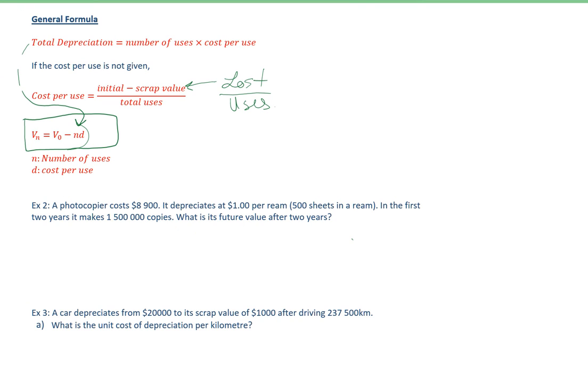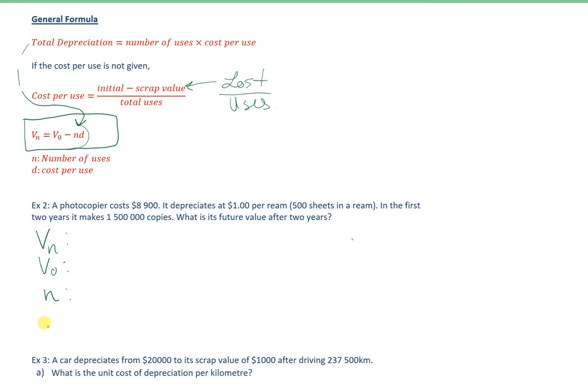So let's figure out what it's worth after 2 years. I like to, again, write out my symbols. So Vn, that's what I'm looking for. I'm looking for the future value, so I don't know that guy. The initial, that was the 8,900. Now, we just have to be a little bit careful here. N is the number of uses. I've kind of got two ways to approach this, because my uses is given in copies, so single sheets of paper, whereas my rate is given per ream. So I'm going to choose to leave this as the number of copies, and I'll express my rate as a number per copy. So my number is 1.5 million.